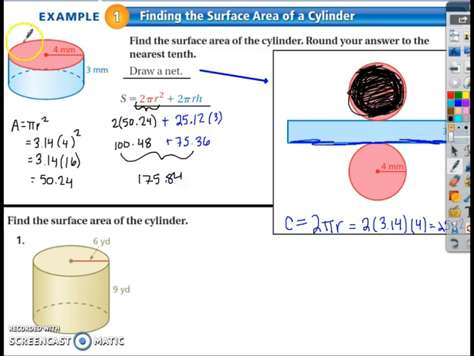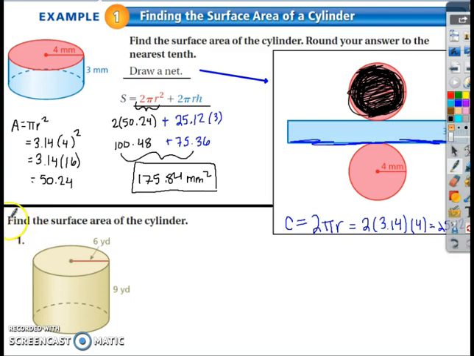Therefore, the surface area of this cylinder that we're looking at is a total of 175.84 square millimeters. In other words, it will take 175.84 millimeters that are all in the shape of a square in order to cover the surface of this cylinder that we have.